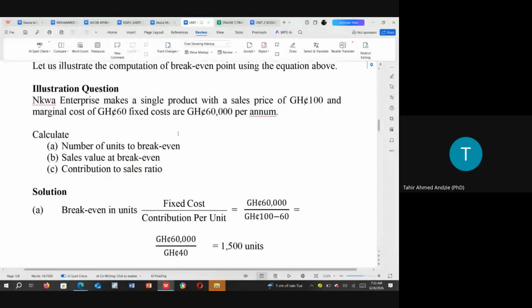Okay, so the fixed cost here. Listen, this fixed cost is 60,000. The question says that selling price is 100, variable cost is 60, and fixed cost is 60,000. Where from the 69,000 are you talking about? Oh, okay.